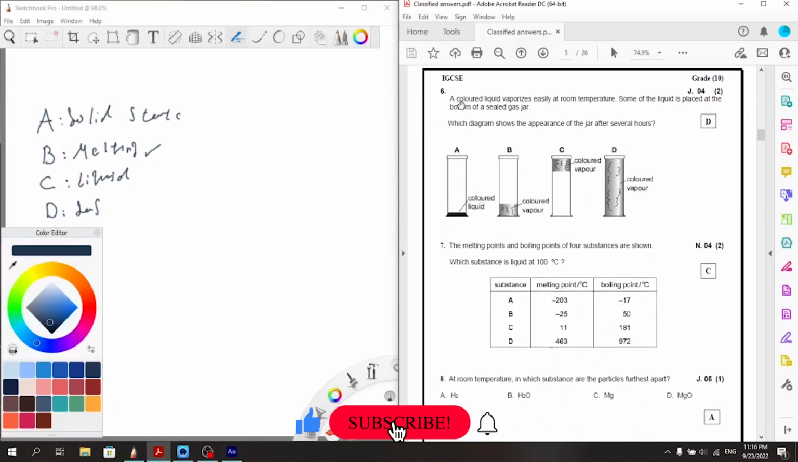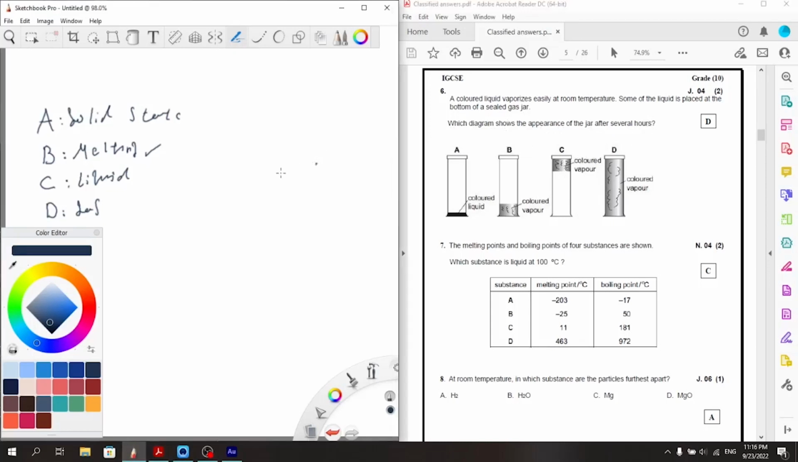Question number 6. A colored liquid vaporizes easily at room temperature. Some of the liquid is placed at the bottom of a sealed gas jar. Which diagram shows the appearance of the jar after several hours? So we have a liquid that turns into vapor at room temperature. Okay. So if we leave that liquid for a few hours, all of that liquid is gonna turn into a gas. Okay.